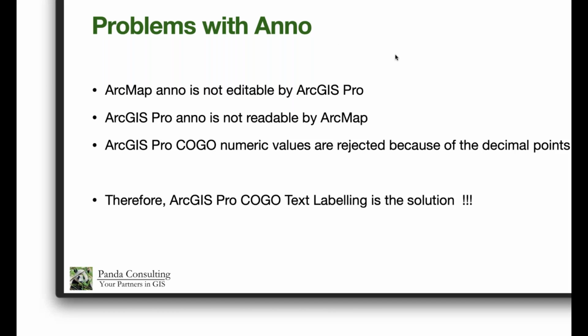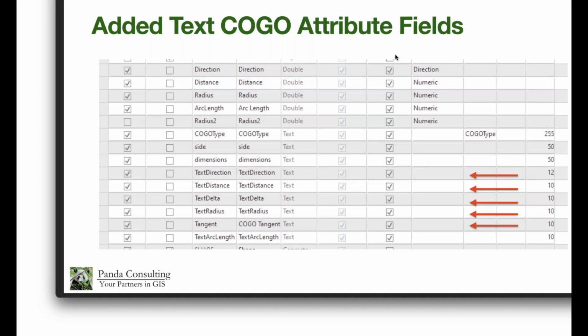All right. So what I've done here is I've added and created a corresponding text direction field, text distance field, text delta field, text radius field, a COGO tangent field, and a text arc length field, so that these are text fields that we can actually store values in. And when we deliver that to the Department of Revenue, they can read it and say, oh, that's what these are. And we should not copy every single value over there because they'll have the same issue.